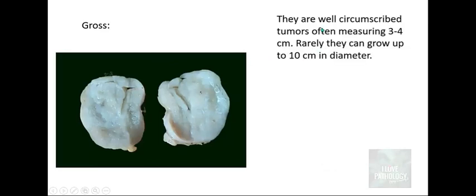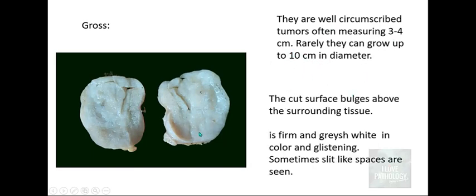Grossly, these are well circumscribed tumors, often measuring around 3 to 4 centimeters. Rarely they grow up to 10 centimeters in diameter. The cut surface is very characteristic. It bulges above the surrounding tissue and it is firm, grayish white in color and glistening. Sometimes you do find slit-like spaces.